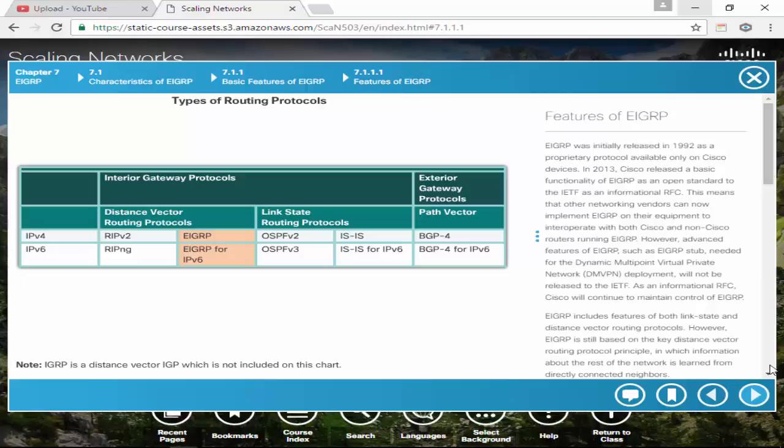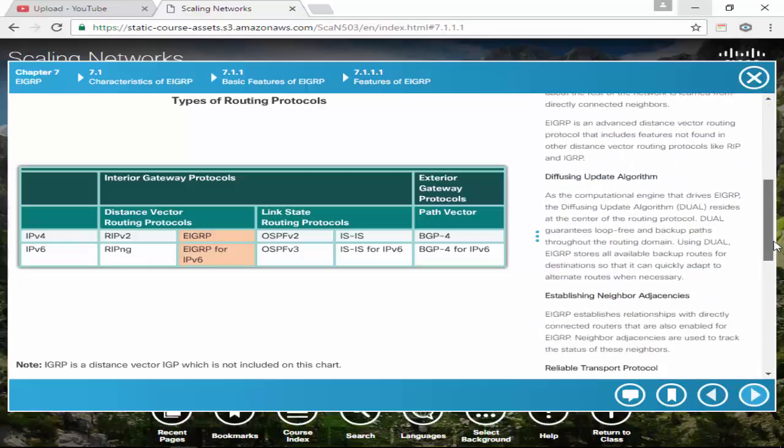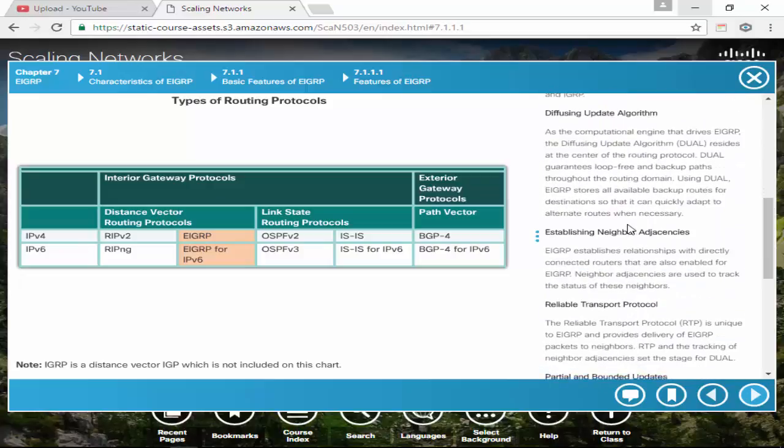Let's see. We'll just keep going. There's probably some good details on the history. Here we go. Diffusing Update Algorithm, DUAL. That's the algorithm we're going to be using. It's much different from before. We had OSPF. Its algorithm was Dijkstra, but we are going to see some of the things like establishing neighbor adjacencies. It's going to be the same as OSPF basically, except we're not going to be in areas. We're going to be in autonomous systems.